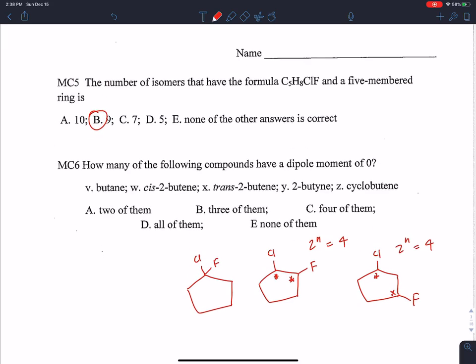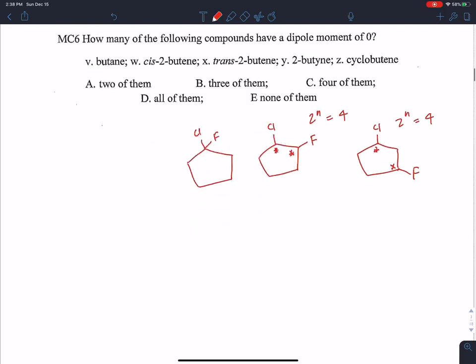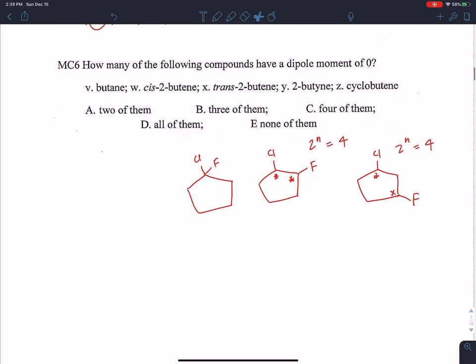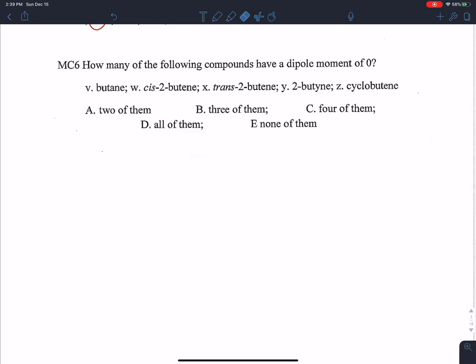Okay, cool. Next question. How many of the following compounds have a dipole moment of 0? I'm going to erase this. So I'm going to have to make the compounds again. You have a butane. You have a cis-2-butene, so that looks like this. You have a trans-2-butene. You have 2-butyne. You have cyclobutene. And then that's it.